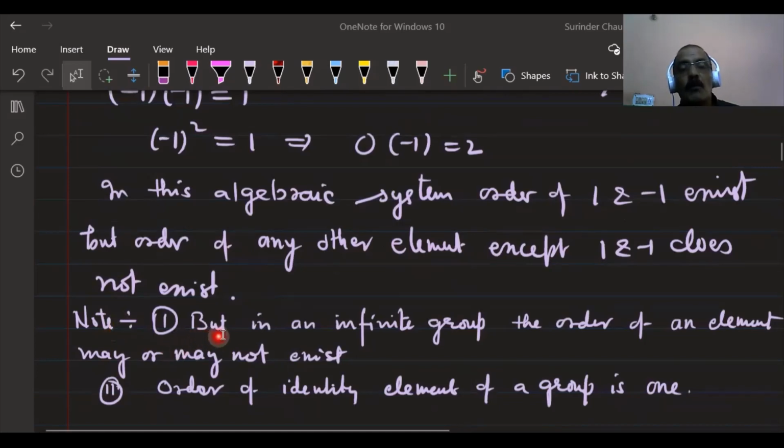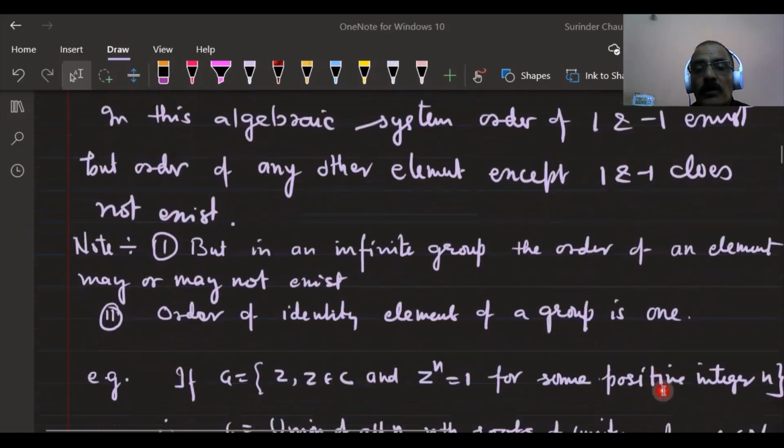Note here that in an infinite group, the order of an element may or may not exist. In this example we discussed that in an infinite group the order of some elements exists while for others it may not. So only two elements have an order, but the other elements do not. The order of the identity element of a group is always one.